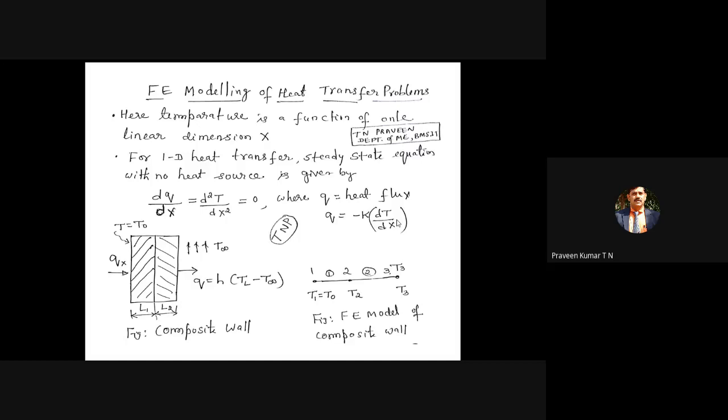So the field variable in the case of heat transfer is the temperature. In the case of bars, the field variable is displacement. In the case of beam, the field variables are the vertical displacement or transverse displacement and rotation. When you come to the torsion of the shaft, the field variable is angular rotation.